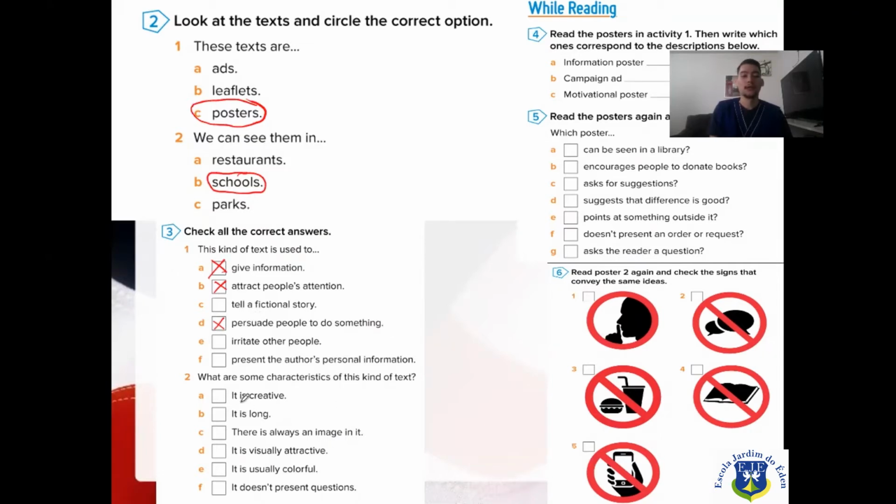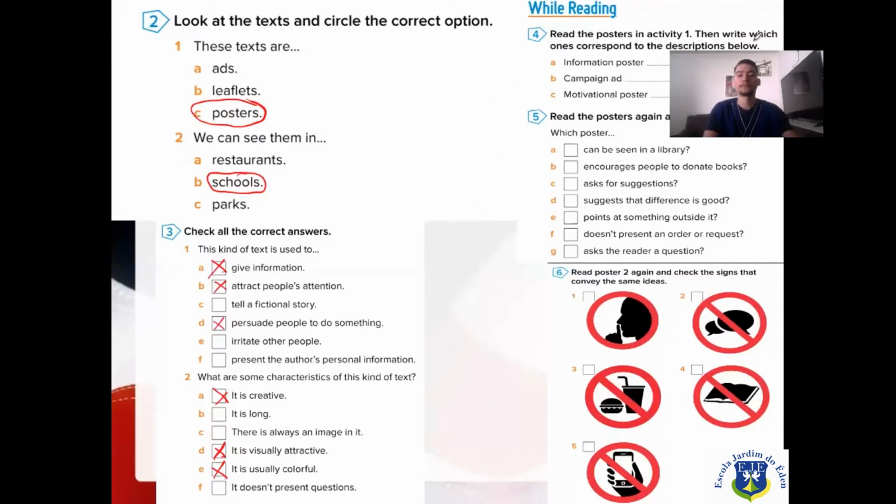So, 2. What are some characteristics of this kind of text? Is it creative? Yes, of course. Is it long? No, it's short. There is always an image in it? No. Is it visually attractive? Yes, of course. It is usually colorful? Yes, of course. It doesn't present questions. No. Okay?